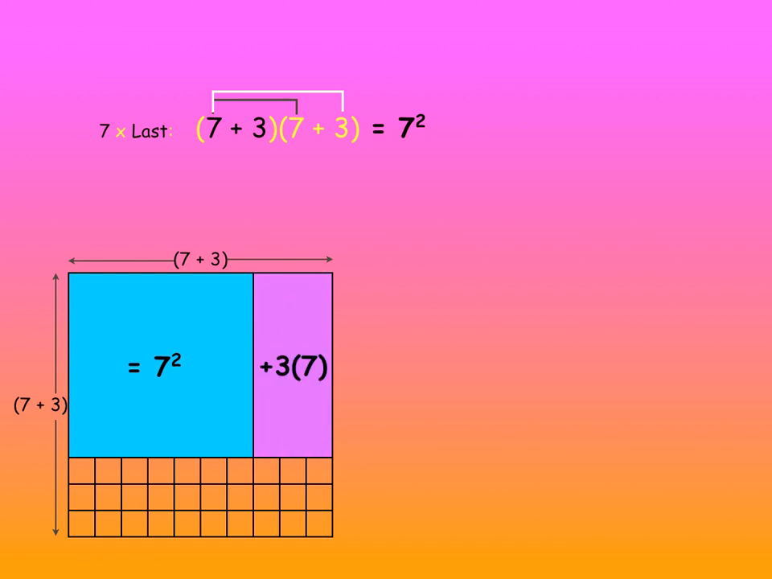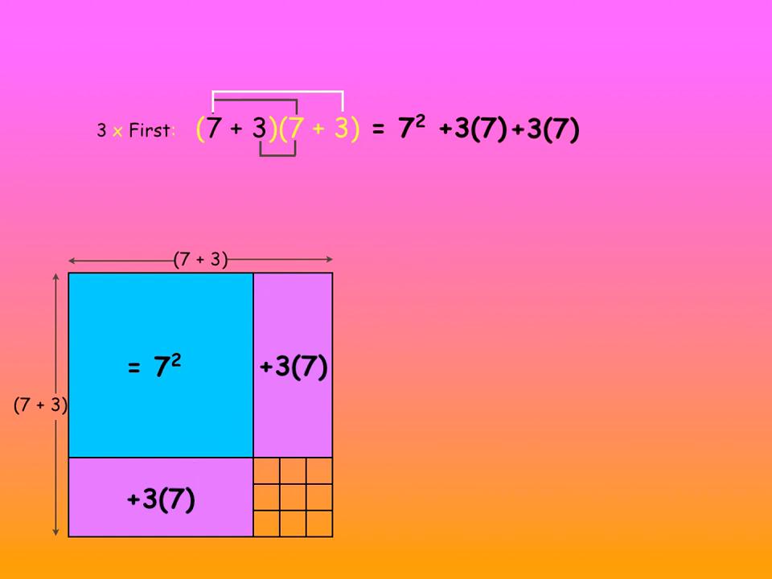We'll add 3 times 7. Now what? 3 times the first number. Hope you got that. We'll add another 3 times 7. And what next? 3 times the last number, which is just 9.